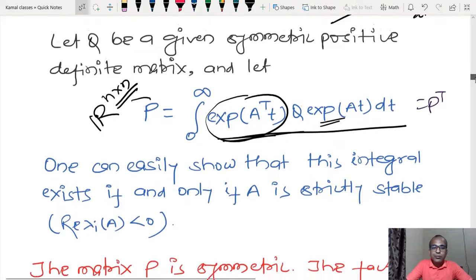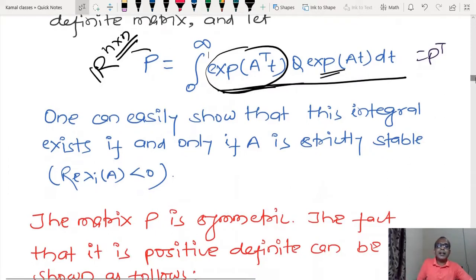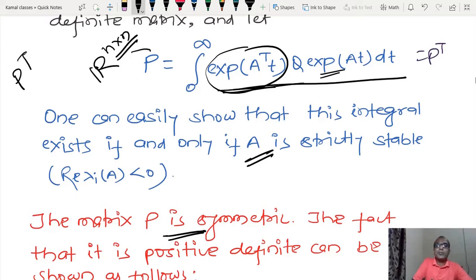Now what I am saying is that one can easily show that the integral exists if and only if A is strictly stable. If A is not strictly stable, then each entry of this matrix P becomes infinity. So P is symmetric, that is obvious. Why? You can just take the transpose of P. It is possible to show that P equals P transpose, because Q is a positive definite symmetric matrix and this is the exponential function of A transpose.